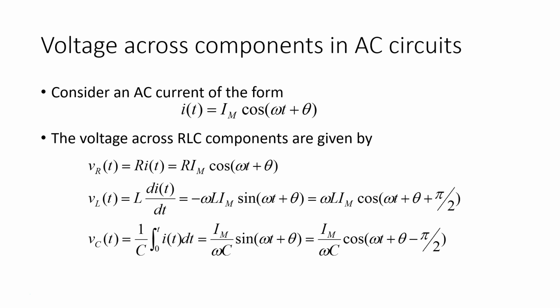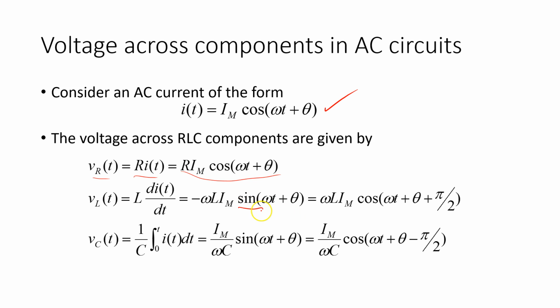So if we do want to calculate the voltage or the current, let's assume we have the current in the form of i(t) = Im cos(ωt + θ). Then we could calculate the voltage across the components. For the resistor, VR is equal to R times i(t), so we just multiply by R. VL is L di/dt, so we have to differentiate the expression here and we get minus ωL Im sin(ωt + θ).